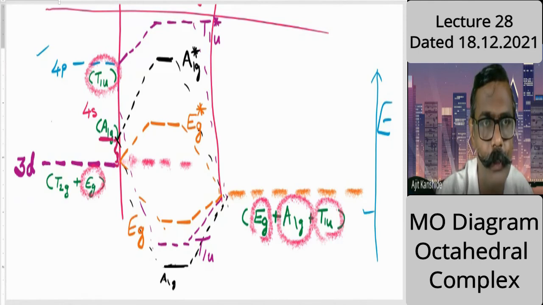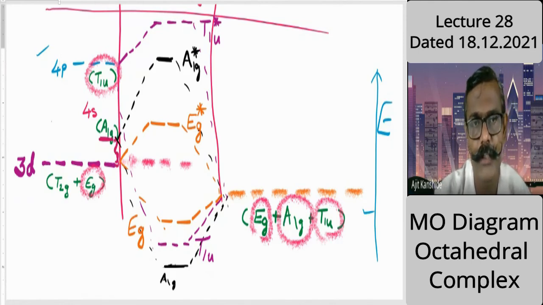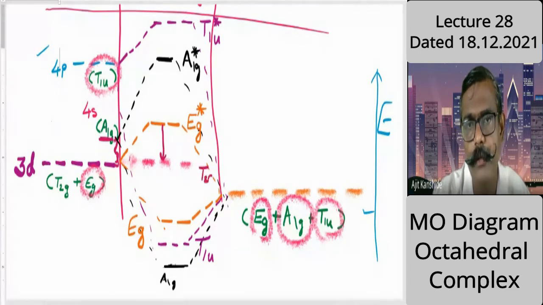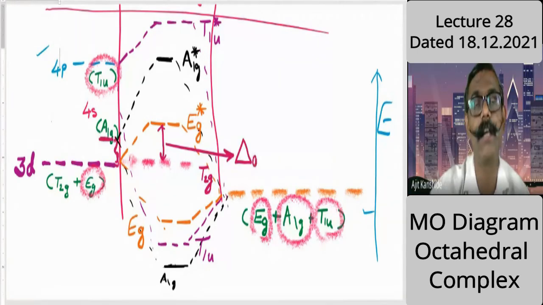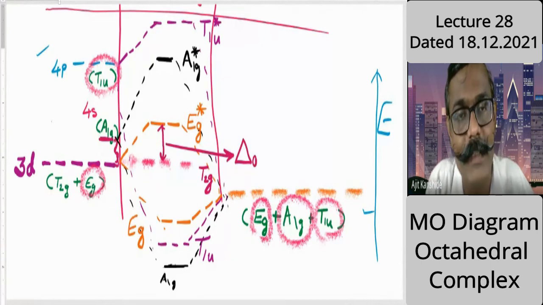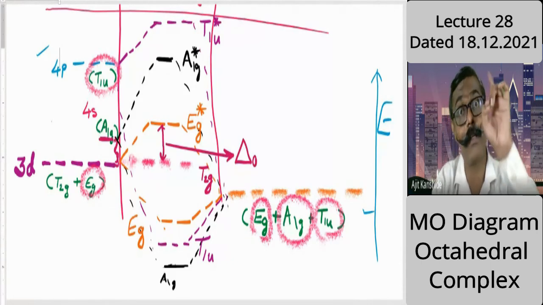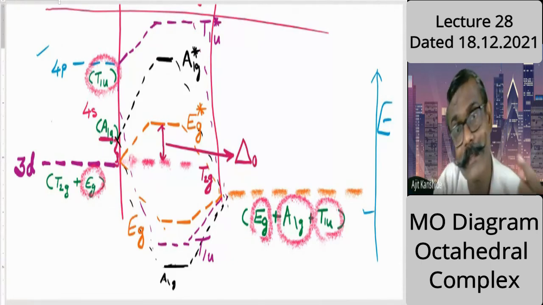One additional point you need to mention is this splitting parameter. This is the energy gap between the T2g orbital, the non-bonding orbital, and the Eg star orbital. What is the energy gap? It is equal to delta. In crystal field theory also that energy gap is delta O, because we are studying octahedral complexes. So what crystal field theory did, the same thing is here.